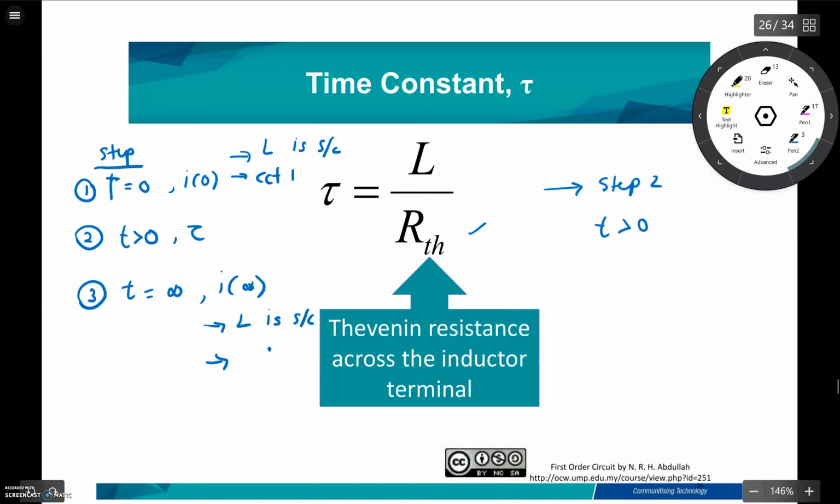For example, we have an inductor, and during the first and third steps, it will be a short circuit, and then you can get the I infinity through the L terminal, same as circuit number 1. In step 2, the L exists in the circuit, and then you need to find the R Thevenin across the L terminals of the circuit.